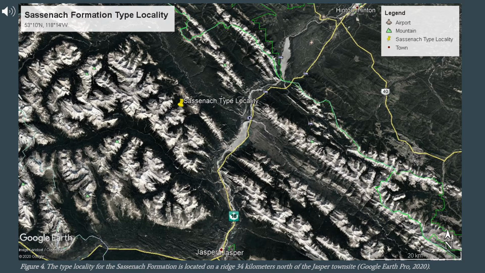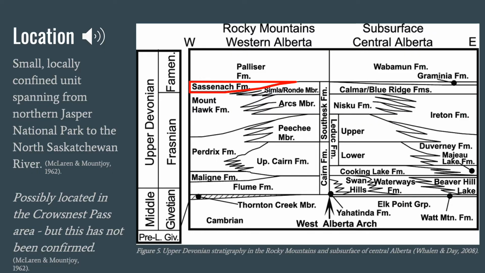Figure 4. Note that the Jasper townsite is located at the bottom of the map, approximately 34 kilometers south of the type locality. The Sassenach Formation is a small, locally confined unit spanning, as you saw, from northern Jasper National Park to the North Saskatchewan River. It is also possibly located in the Crowsnest Pass area, as it shows remarkable similarity with the Graminia and Kalmar formations. However, this has not been confirmed.